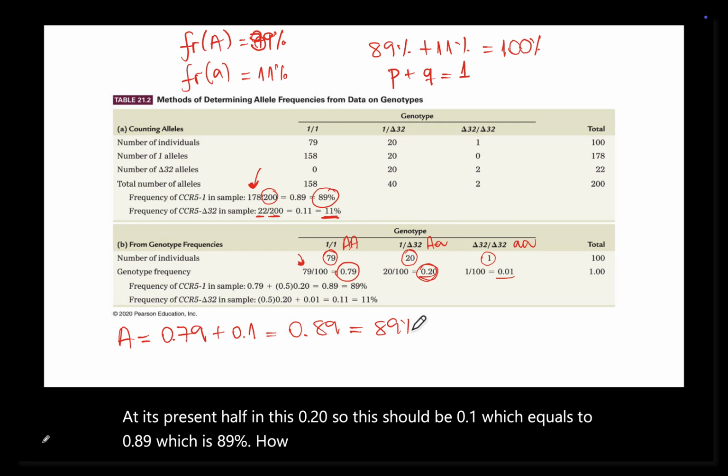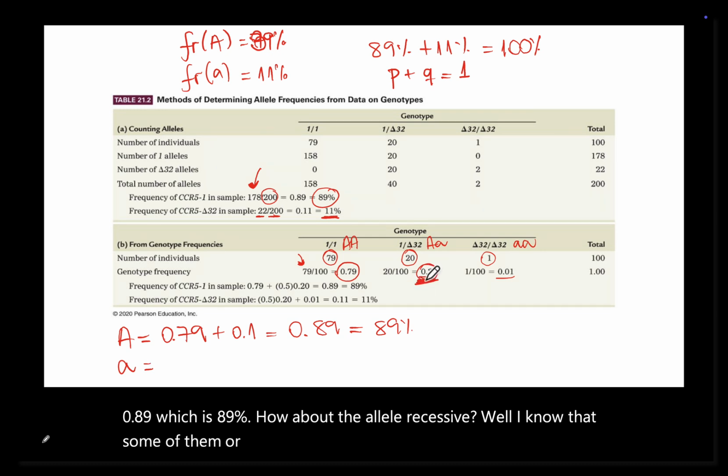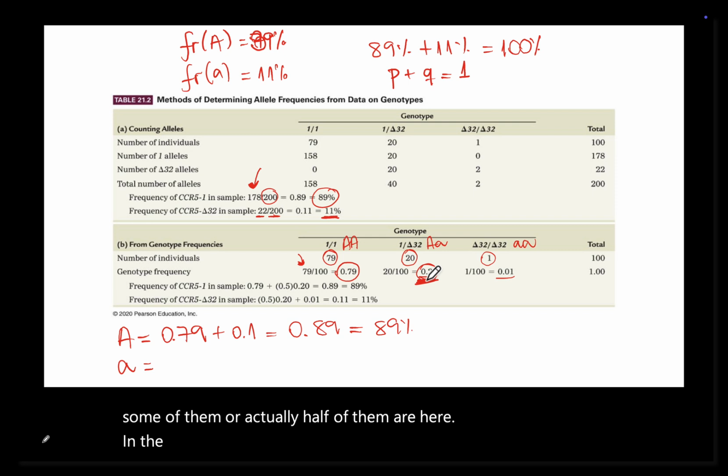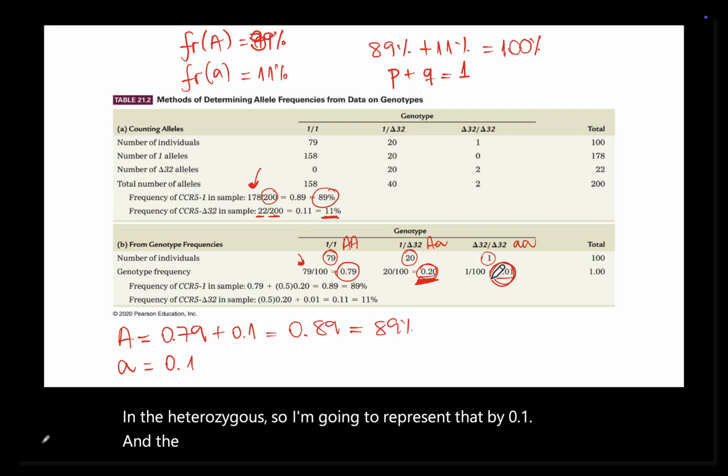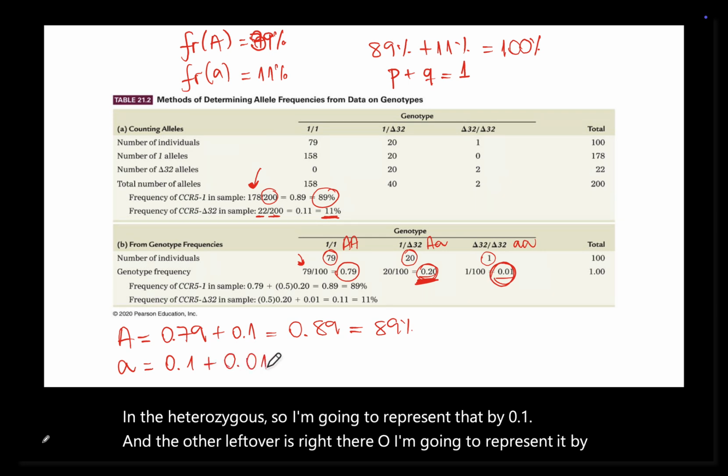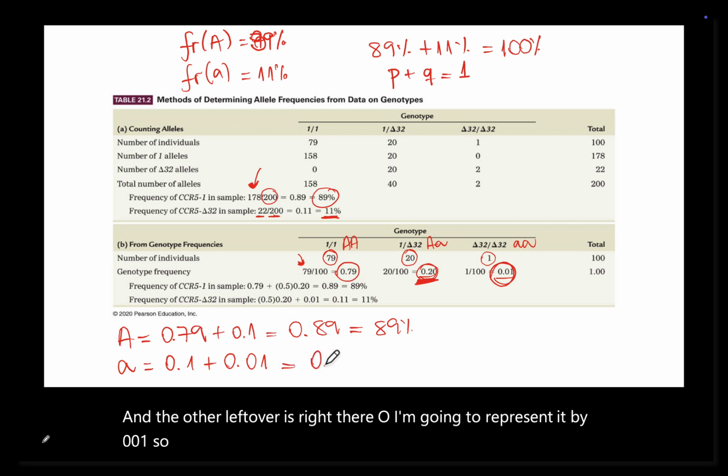How about the recessive allele? Well, I know that some of them, or actually half of them, are here in the heterozygous, so I'm going to represent that by 0.1, and the other leftover is right there, so I'm going to represent it by 0.01. So that is 0.11, which equals 11%.